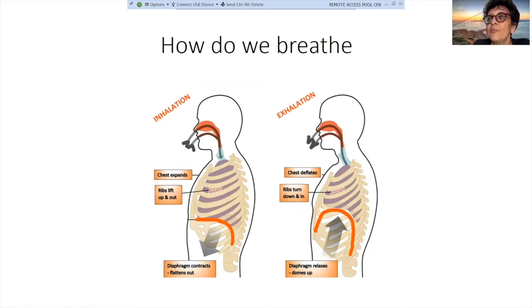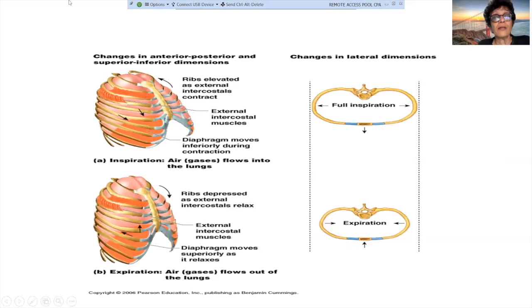Now to breathe out, when we are breathing out quietly, it is a passive process. The diaphragm relaxes and pushes upward, and so that compresses the lung. The ribs turn down and in by relaxation of those muscles that I talked about. The chest deflates and pushes the air out, but we need this entire throat to be open so air can also go out. Now, when we breathe in actively, which means we take a deep breath in and we blow out forcefully, then we need a whole lot of other muscles, and some of these abdominal muscles come into play. And if these muscles are weak, then blowing out forcefully, as we need to do when we cough, can get impaired.